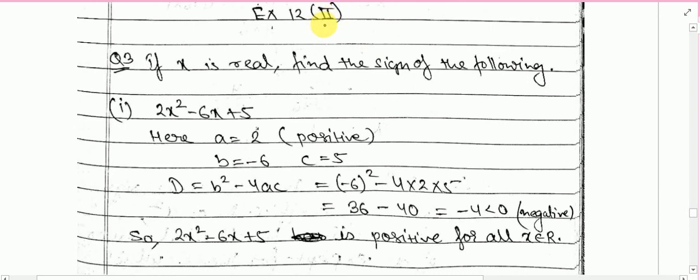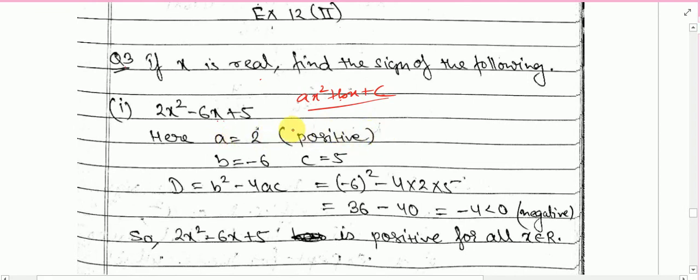So from exercise 12, question number 3, it says, if x is real, find the sign of the following. This is a quadratic function. You can see a is 2, b is minus 6 and c is 5. Now we have to find its sign. What would be its sign?